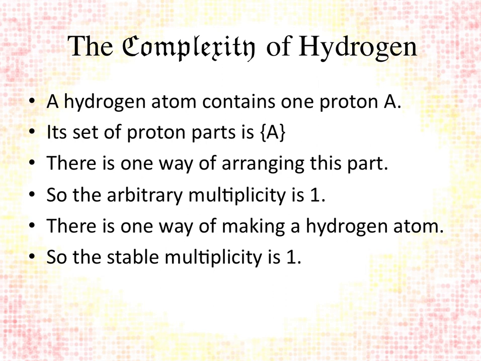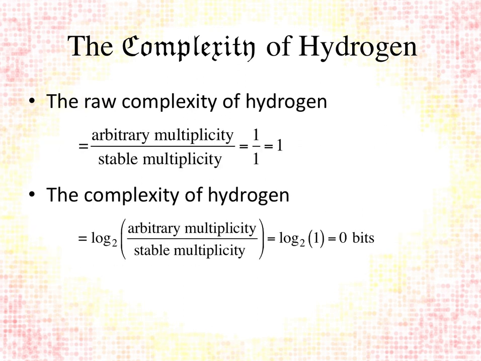Let's talk about the complexity of hydrogen. A hydrogen atom contains 1 proton, A. So the set of its proton parts is the set that just contains A. There's one way of arranging this part, so the arbitrary multiplicity is 1. And there's one way of making a hydrogen atom, given that 1 proton, so the stable multiplicity is 1. Okay, a little math. The raw complexity is the arbitrary multiplicity divided by the stable multiplicity. 1 divided by 1 is 1. And we take the base 2 logarithm to get complexity in bits. The base 2 logarithm of 1 is 0, and that gives us 0 bits. That's the complexity of hydrogen.